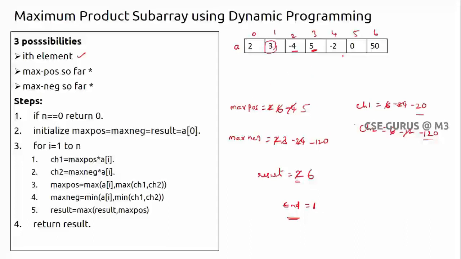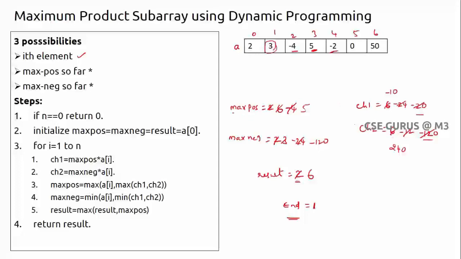Now the next element is minus 2. Choice 1 equals max positive, which is 5, into minus 2, which is minus 10, right? And choice 2, that is max negative, minus 120 into minus 2, which is plus 240. So that is choice 2.